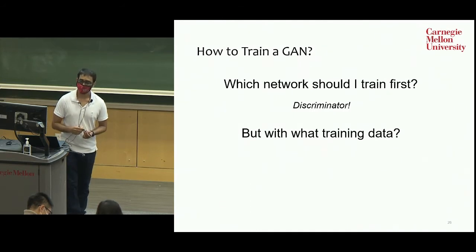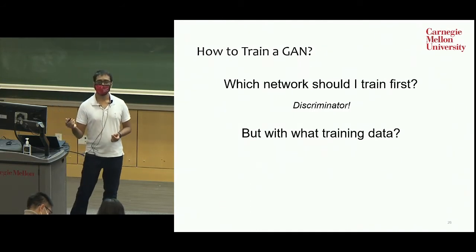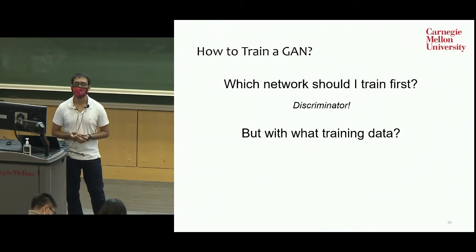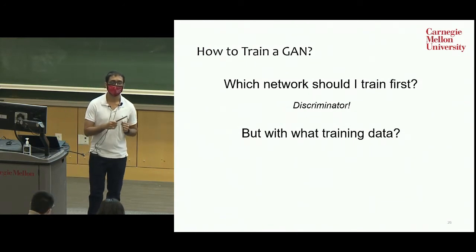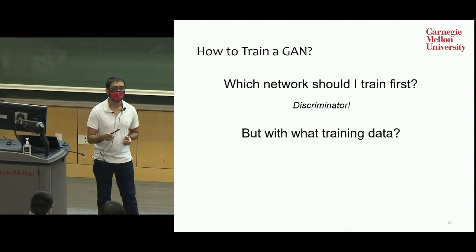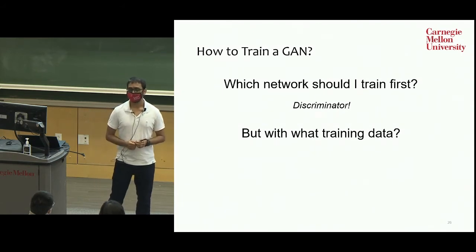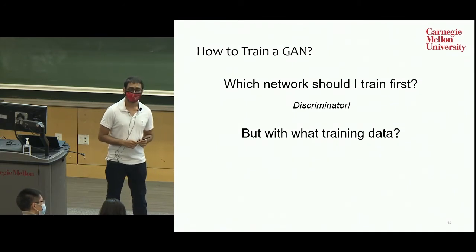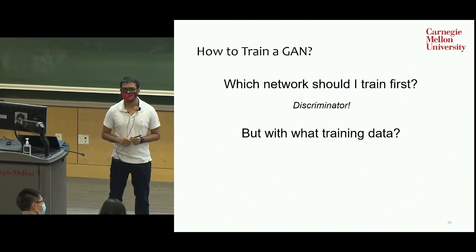But with what should I train the discriminator? Should I just randomly create some kind of noise for the discriminator to learn, or pass in the input image?